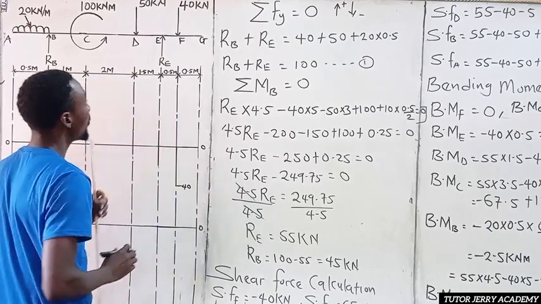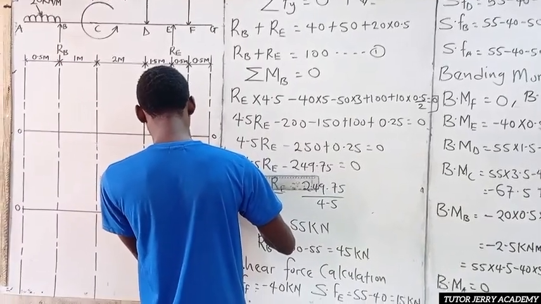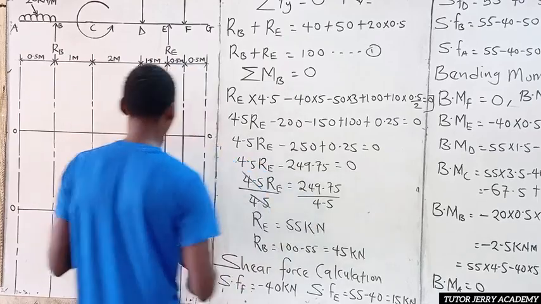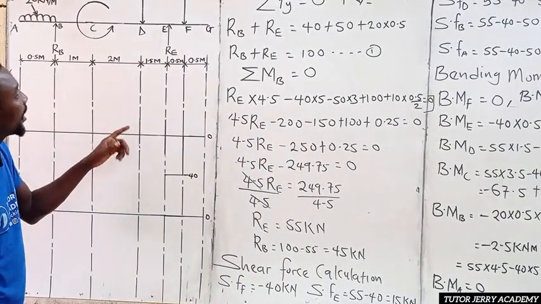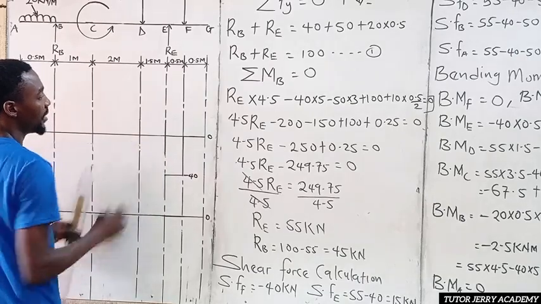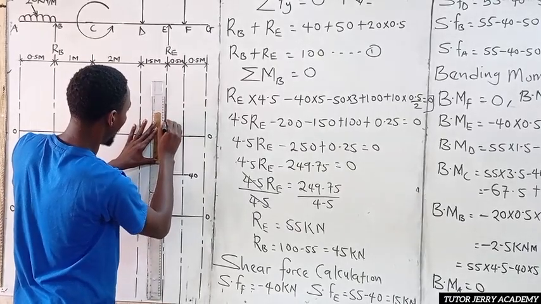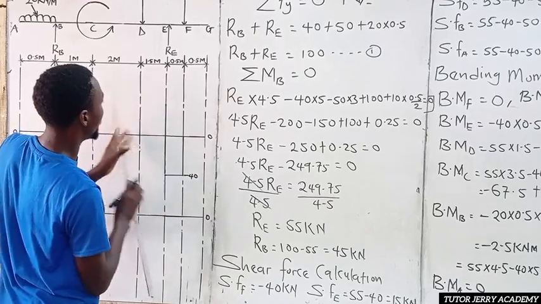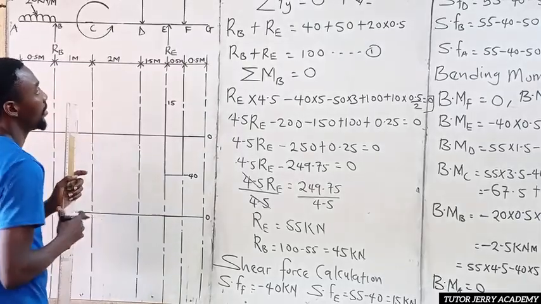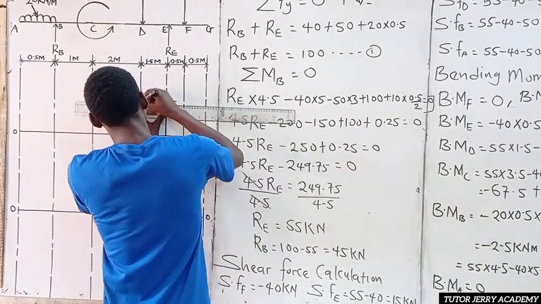All right. So now between F and E, we don't have any other load, so it's going to be a constant line. The shear force at E is 15. So we are going to go from this point to the positive side. Let's go for 15. So let's make this point here to be our 15. Between E and D, we don't have any other load. It's going to be a constant line.